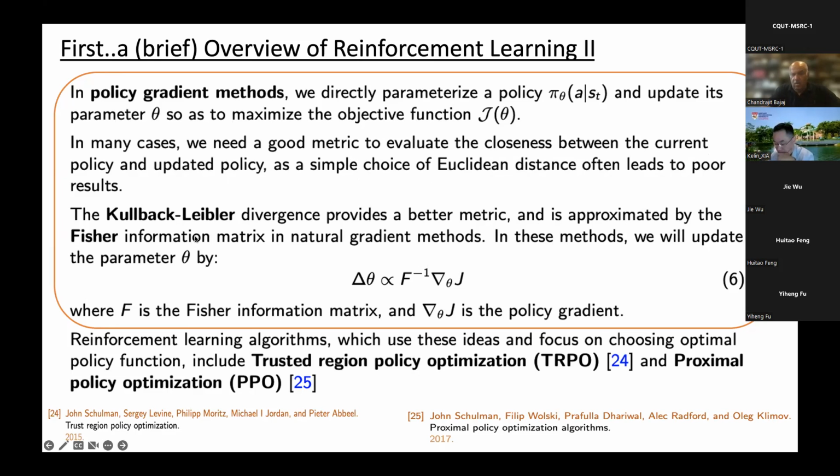So what people have developed is looking at distributions on your policy space, and hence they use the Kullback-Leibler divergence. And in natural gradient methods, of course, this is approximated by the Fisher information matrix. And the gradient of this Fisher approximation is often used in methods like TRPO, trust region policy optimization, and proximal policy optimization. References are here.